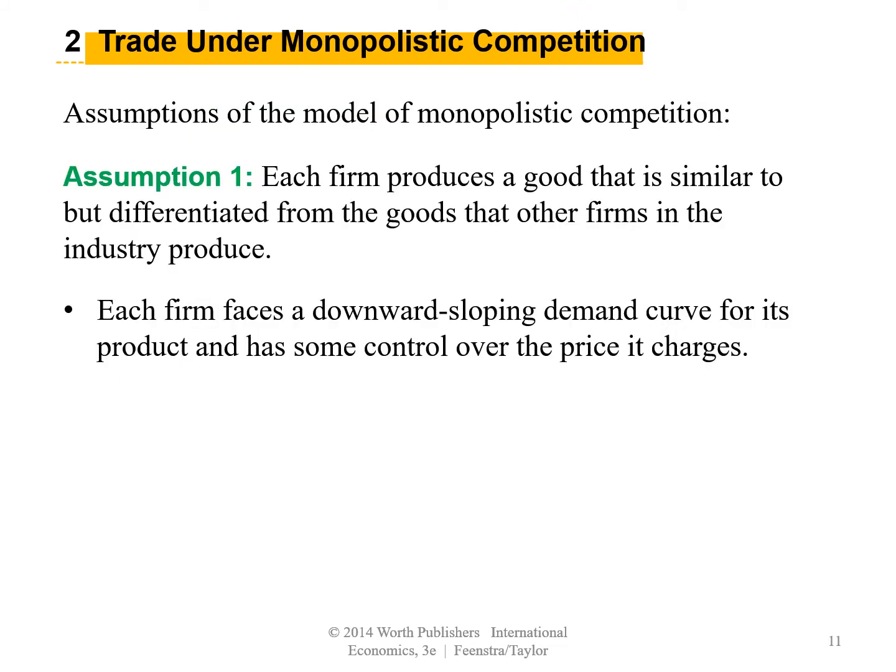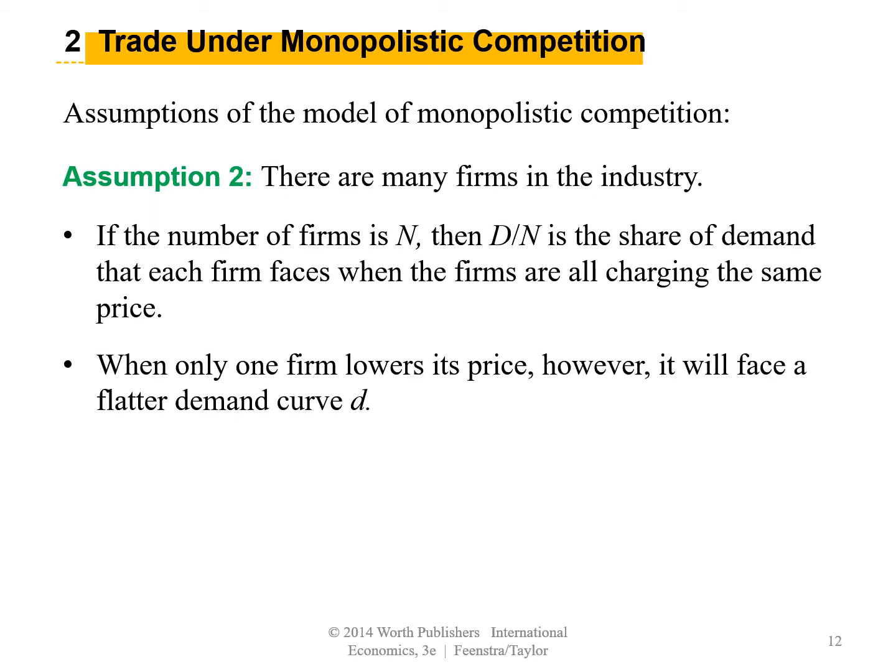So we'll run through the monopolistic competition model. So there are assumptions. Assumption 1, each firm produces a good that is similar to but differentiated from the goods that other firms in the industry produce. And each firm faces a downward sloping demand curve for its product and has some control over the price that it can charge.